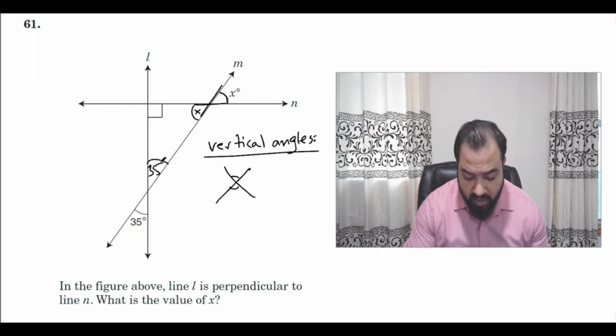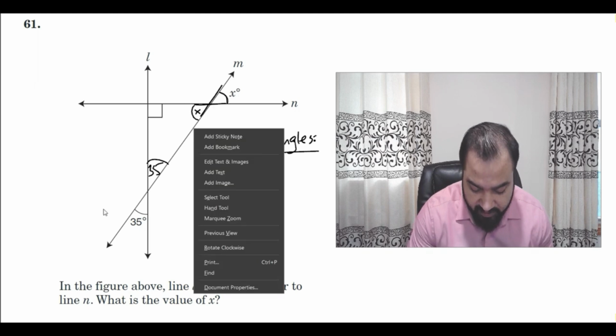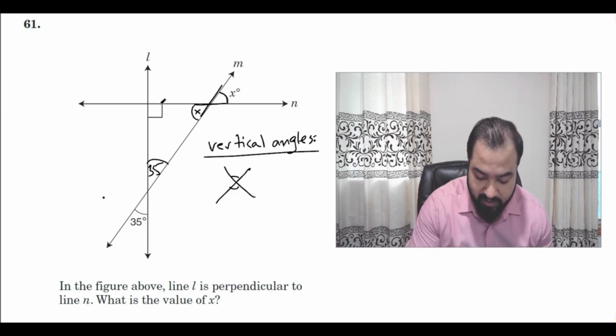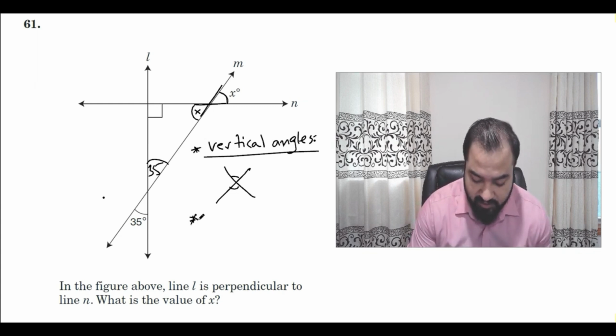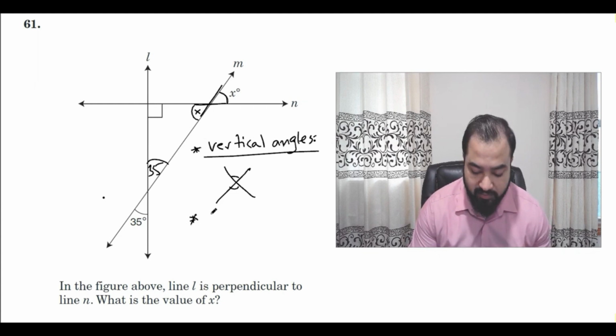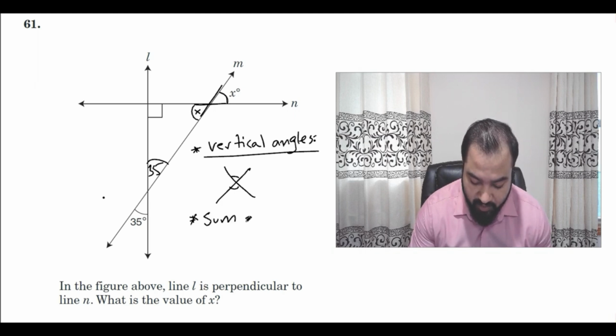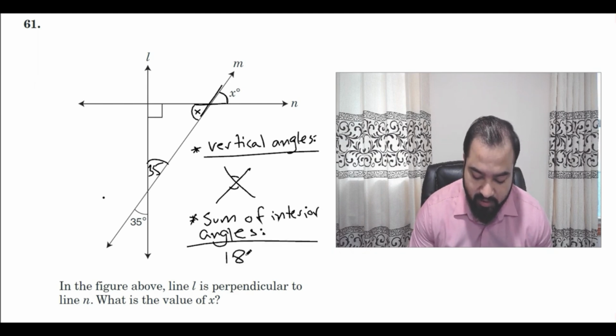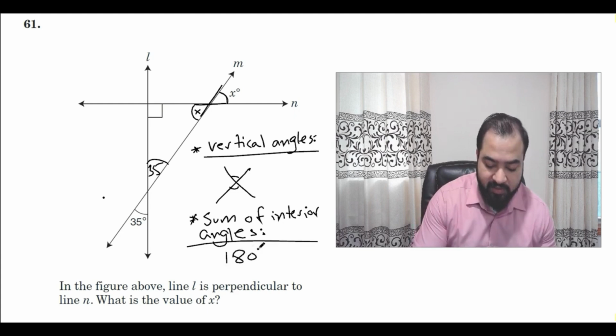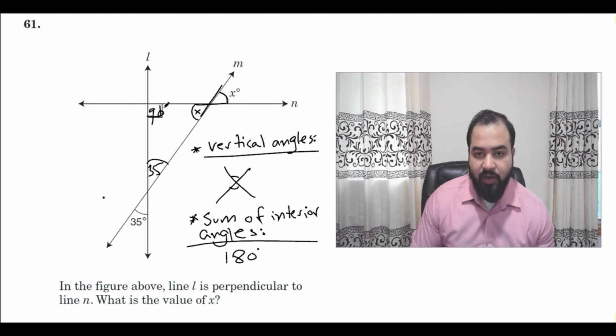Okay. Now, do you guys notice the triangle here? So the second thing you need to know, the first thing was the vertical angle, is the sum of the interior angles of a triangle. The sum of interior angles of a triangle always adds up to 180 degrees. So it means the three angles x, 35, and this one here, which we know is 90 degrees, should add up to 180 degrees.